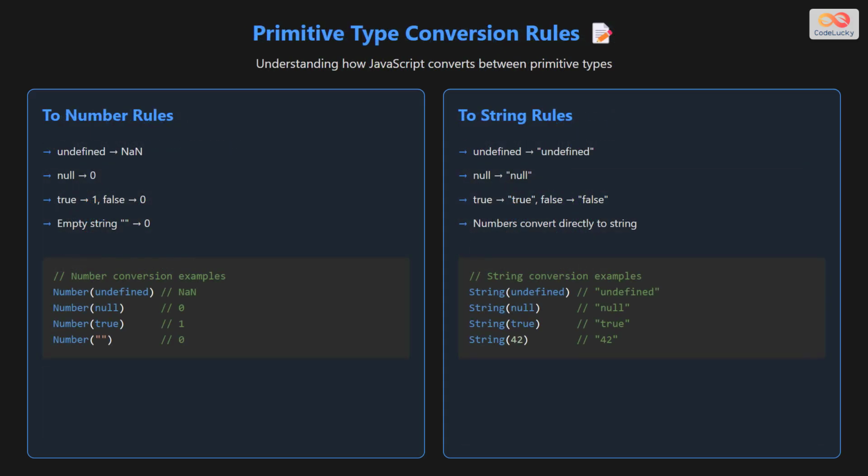Let's take a look at the rules that are followed when converting to number or to string. When converting to a number, undefined is converted to NaN, null is converted to 0, true is converted to 1, and false is converted to 0. An empty string is converted to 0. When converting to a string, undefined is converted to the string undefined, null is converted to the string null, true is converted to the string true, and false is converted to the string false. Numbers are directly converted to their string representation.